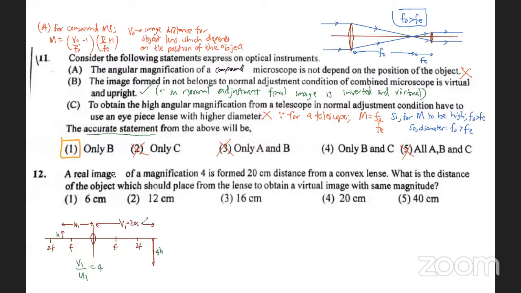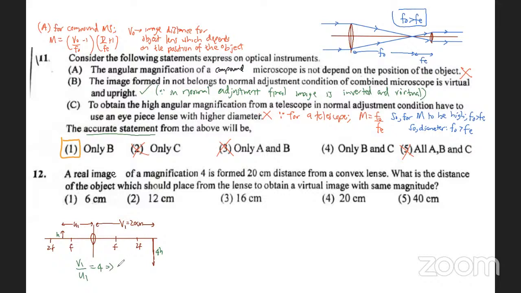Image is formed at 20 centimeter from convex lens. What is the distance of the object which should be placed from the lens to obtain a virtual image with the same magnitude? Virtual image with the same magnitude. Maybe they are talking about the same size, is it? Fine. So people, let's try to figure this out now.